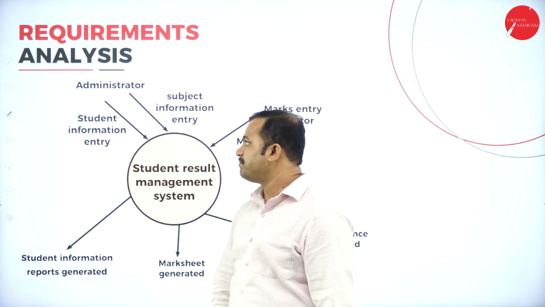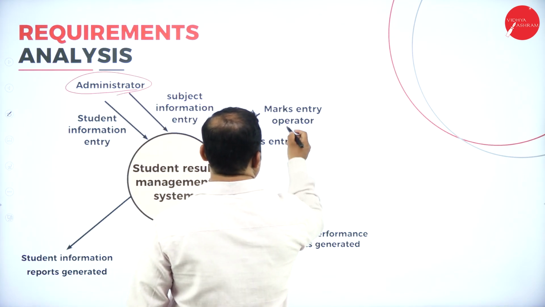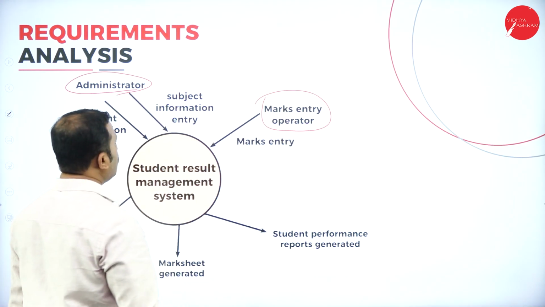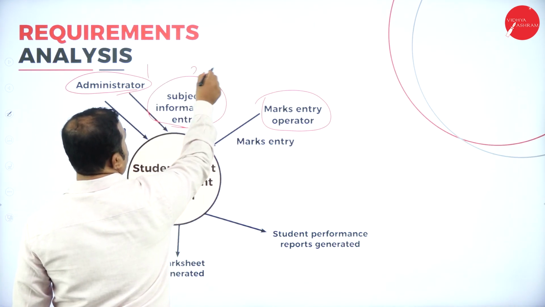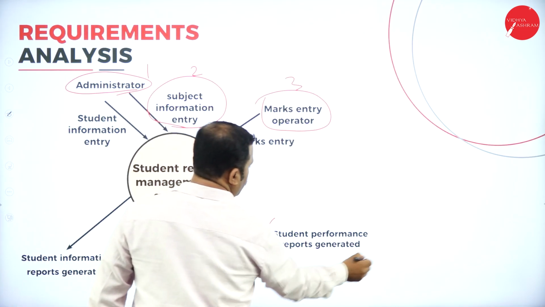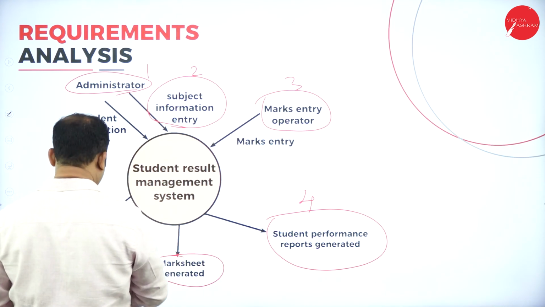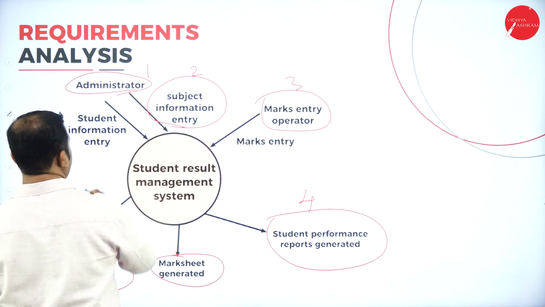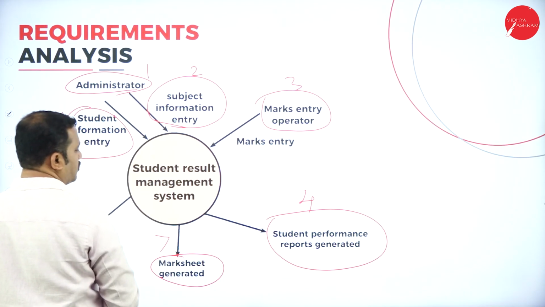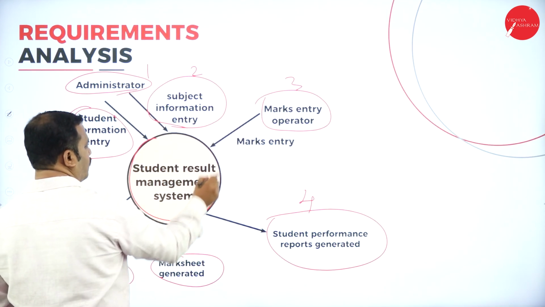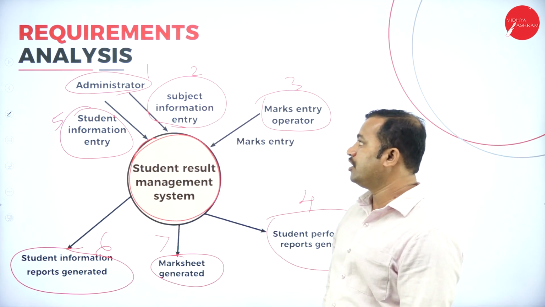See, if you look at this example, you will clearly understand that this is the administrator and marks entry operator. Marks entry operator, subject information entry. This is 1, 2, 3, 4. Student performance is another entity. Mark sheet generated, this is the final entity. Then student information generated is also a final entity. Entry information 3, 4, 5. This is 6, this is 7. All these are integrated together to form this entity, that is the student result management system. This is how we are going to consider that.